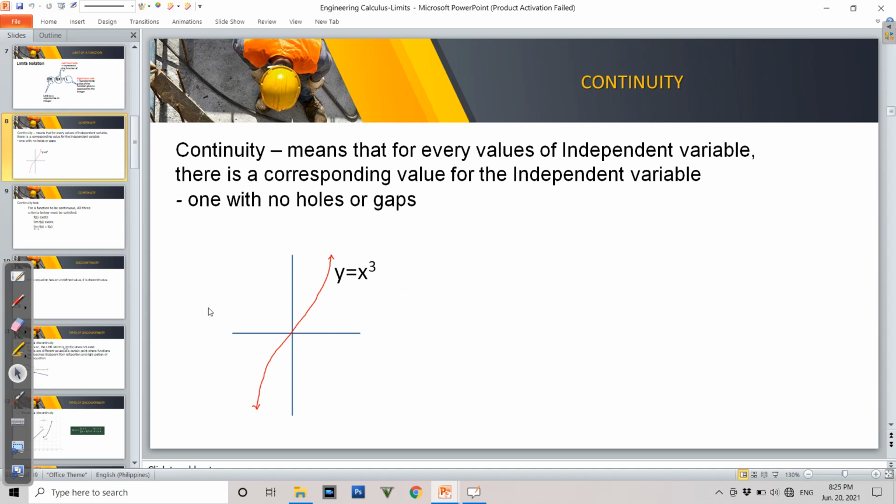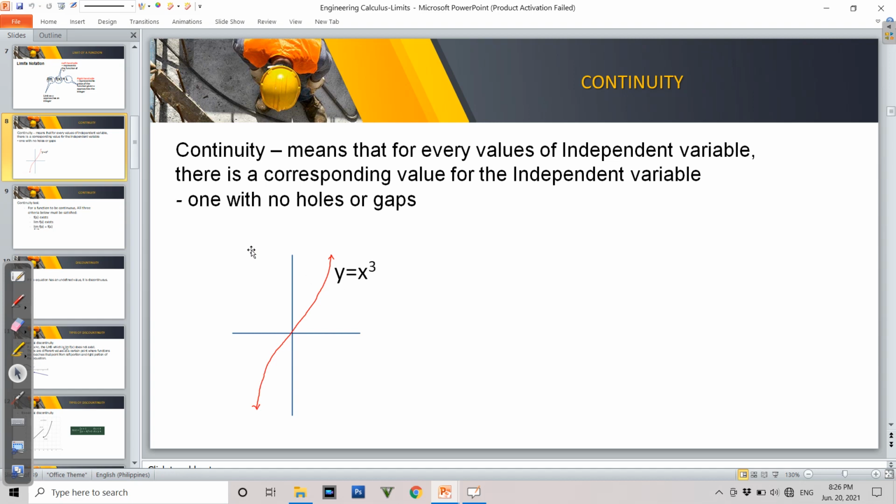By the term itself, it simply means that in every value of the independent variable, there is a corresponding value for the dependent variable. This is a graph where there will be no holes or no gaps. As an example, if we have a function y is equal to x cubed, there will be continuity wherein the arrowhead reaches infinity on the Cartesian plane. When we say infinity, there's no limit. That is why there is an arrowhead going up and going down. Whatever values of y, there is a corresponding value of x.